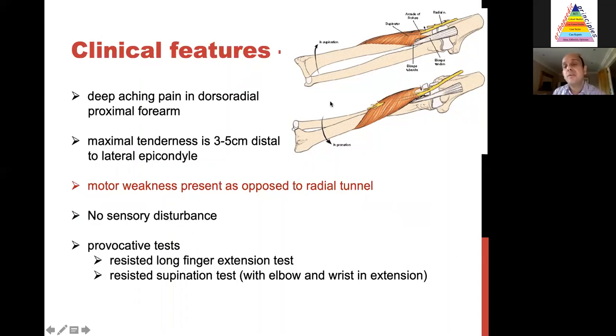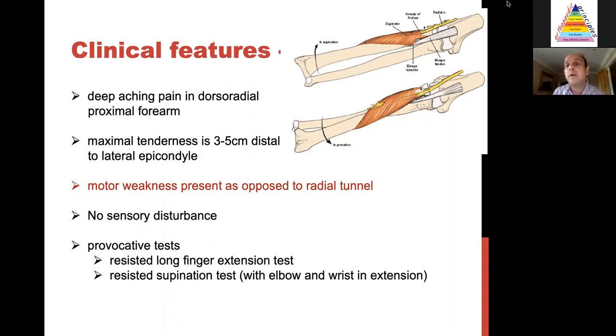Provocative test. It's going through supinator. If you ask the patient to do a resisted supination with the elbow extended so that biceps is not acting, the patient will have pain. Similarly, because it's supplying all the extensors, any resisted extension of the long finger, or any finger for that matter, will give pain in the volar proximal forearm, basically.